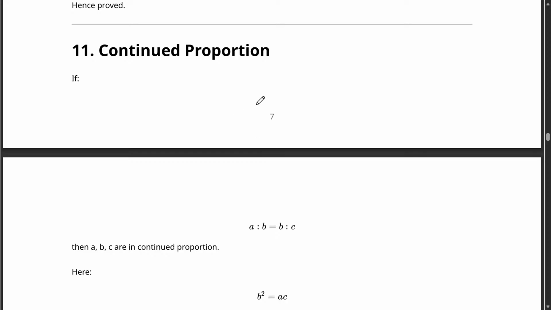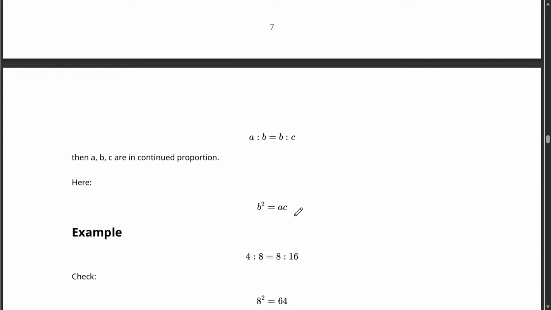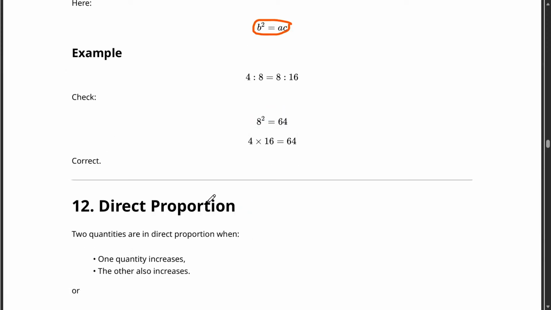Continued proportion. If A is to B equals B is to C, then A, B, C are in continuous proportion. Here B square equals AC.